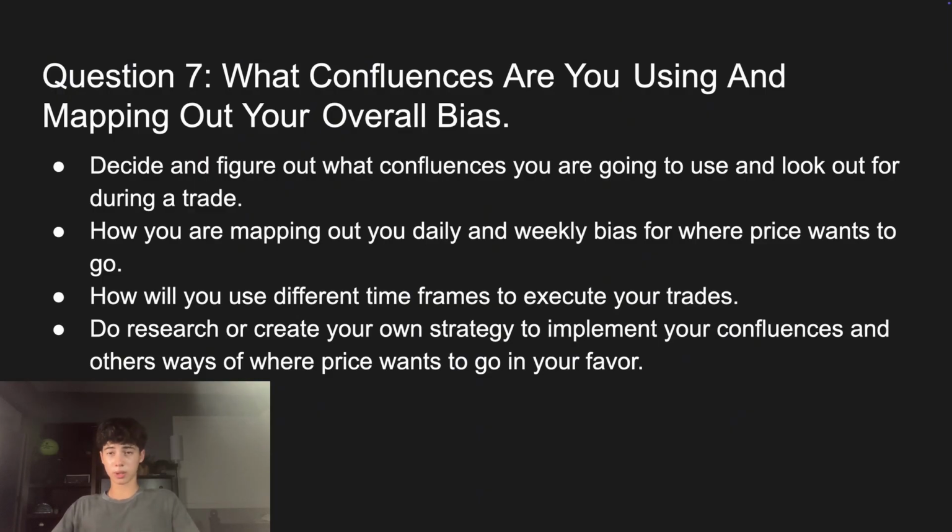Decide what confluences you're going to use, right? If you're going to use fair value gap, break of structure, fair value gap retracement, equilibrium, order blocks, inverse fair value gaps, liquidity sweeps, all that, make sure you add it into your strategy, right? And if you don't even have any confluences yet, figure out what those are.